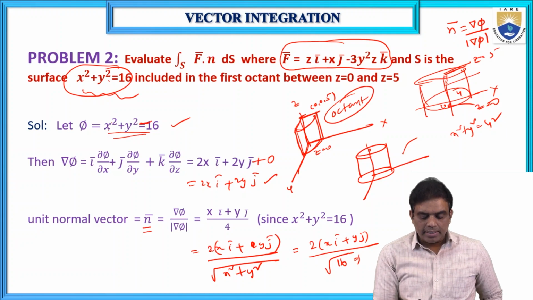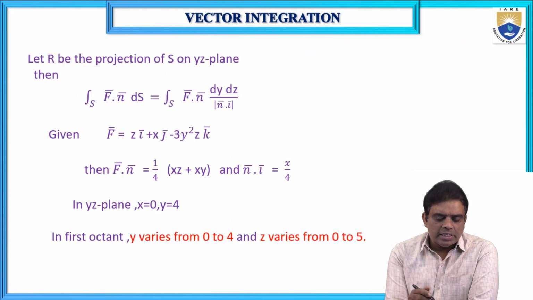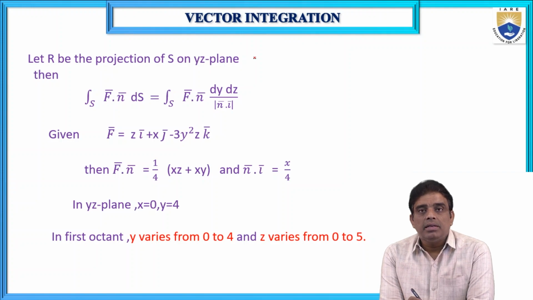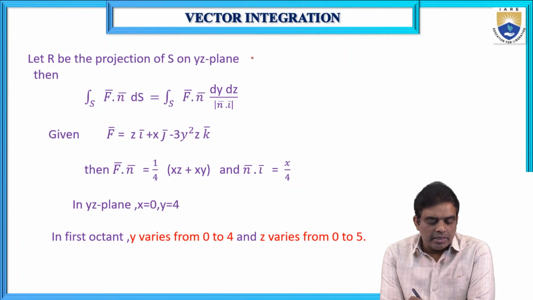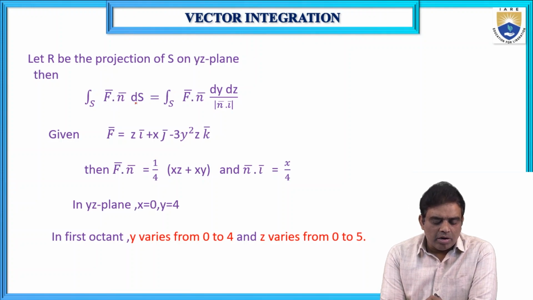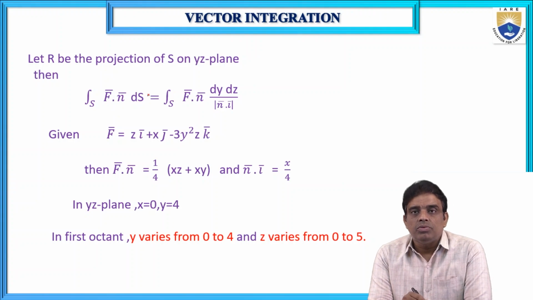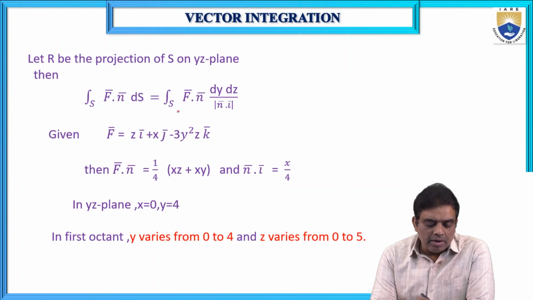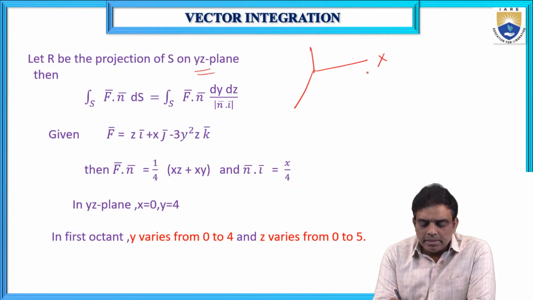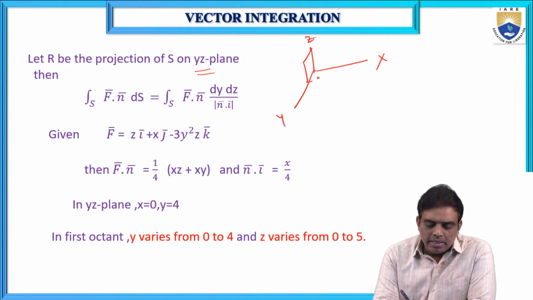So let R be the projection of S on the YZ plane. Then the integral of f bar dot n cap ds is equal to the integral over S of f bar dot n bar, considering the projection in the YZ plane. This is X, this is Y, this is Z. The region of the surface is like this.